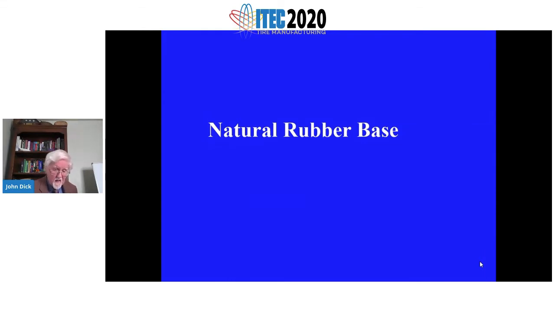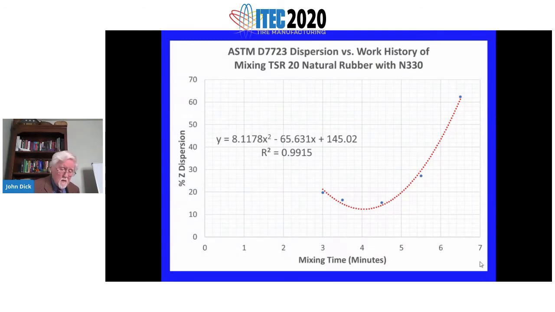As we can see on the next slide after that, we can see the percent Z dispersion that occurs as you increase the mixing time. You see the percent Z dispersion increases rather quickly with natural rubber because it has quite a bit of torque and can really disrupt and break up that filler network, and that results in good dispersion if you've got enough torque to do that, which we do. So this is what the Z number is giving you, an R square equal to 99%, which is very good.